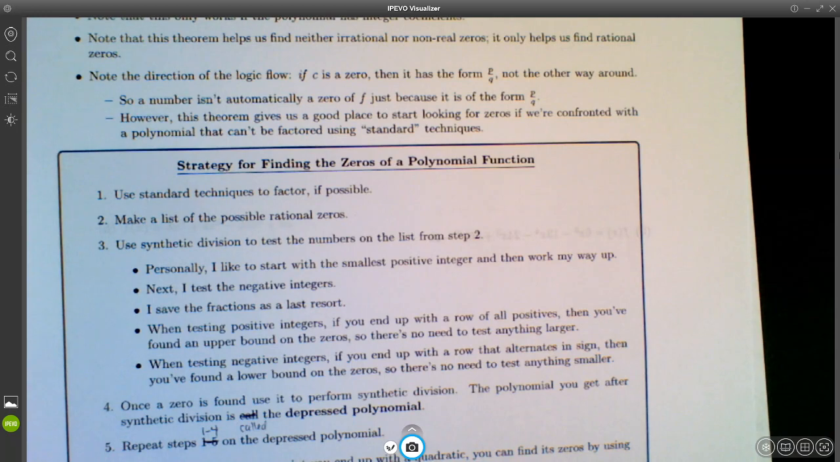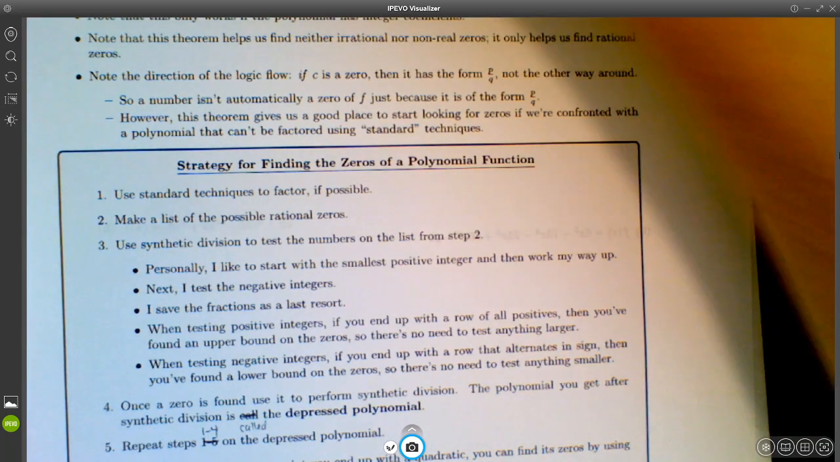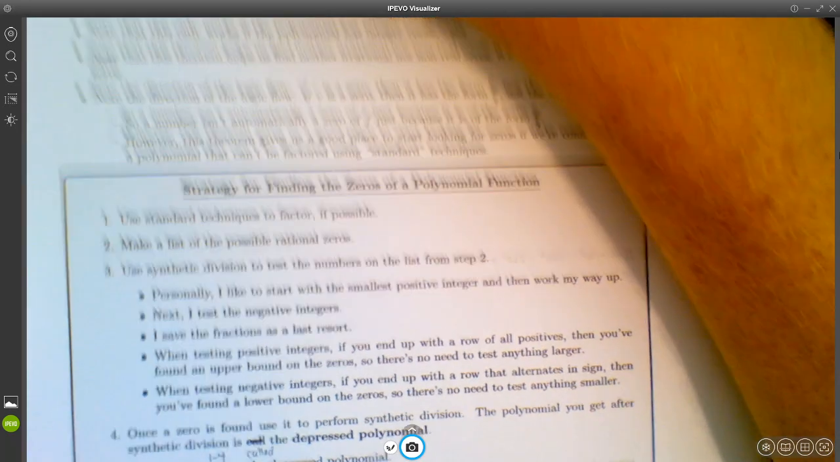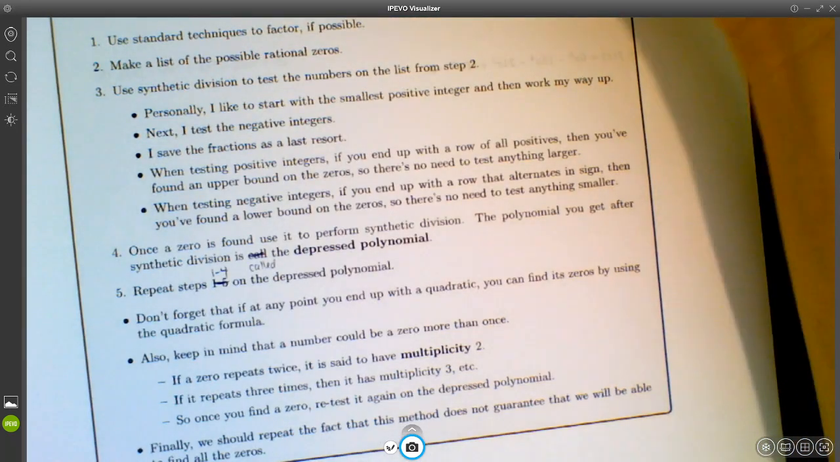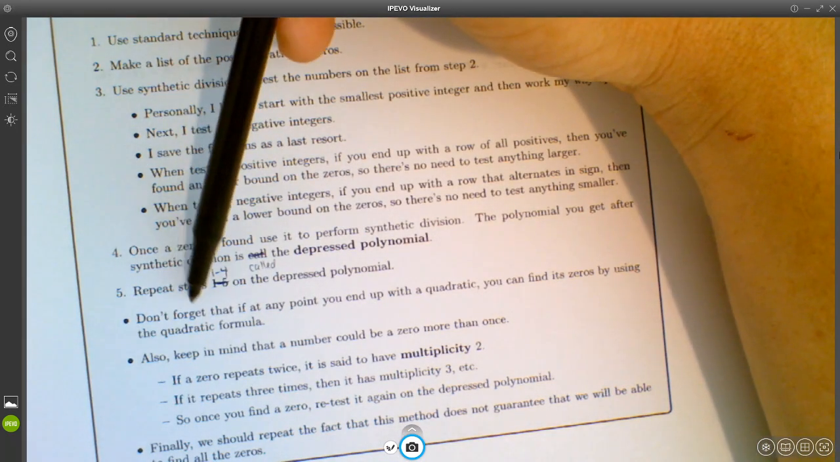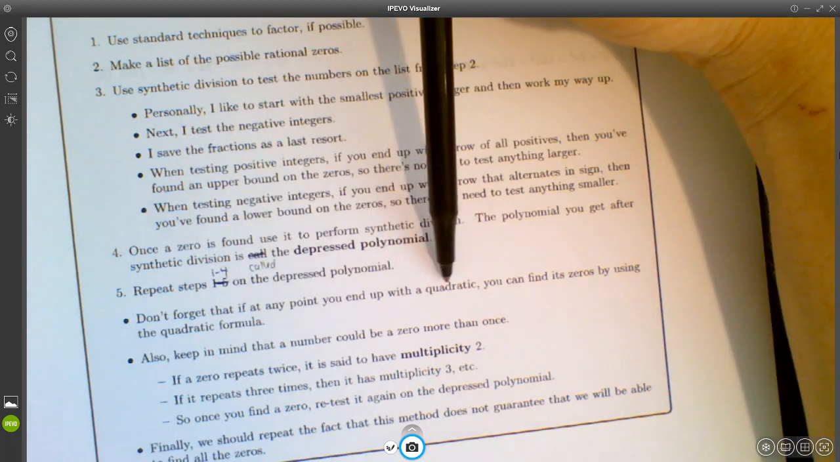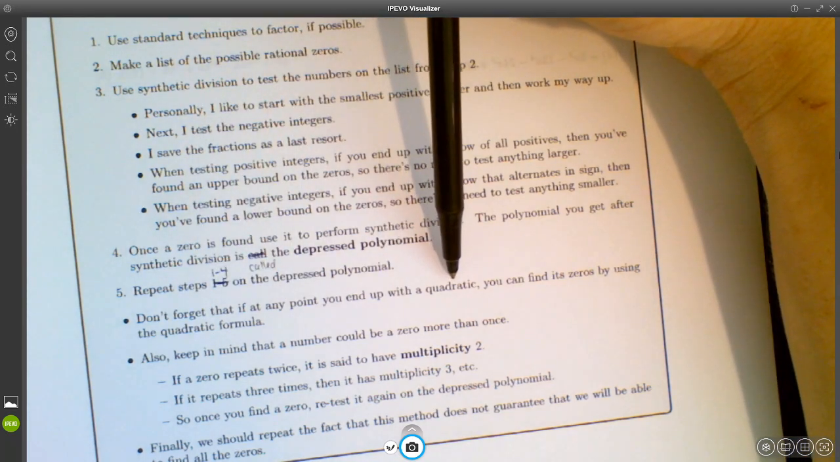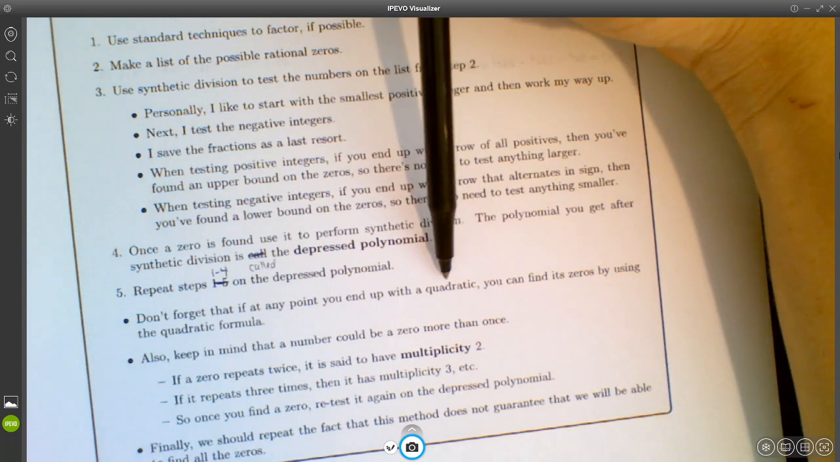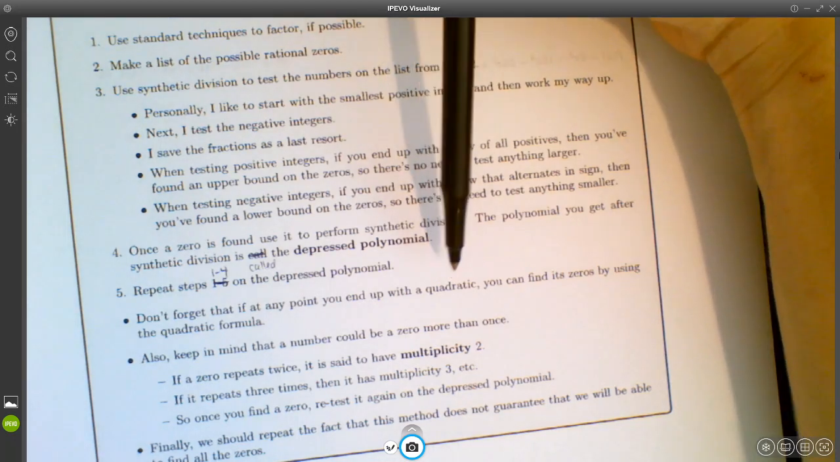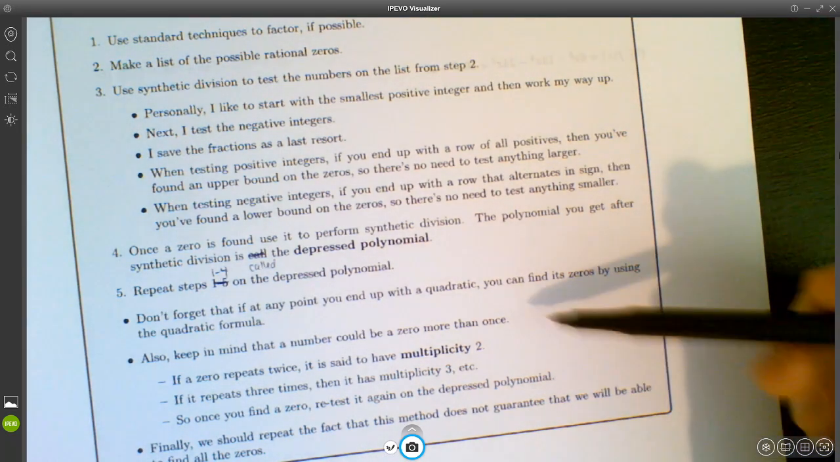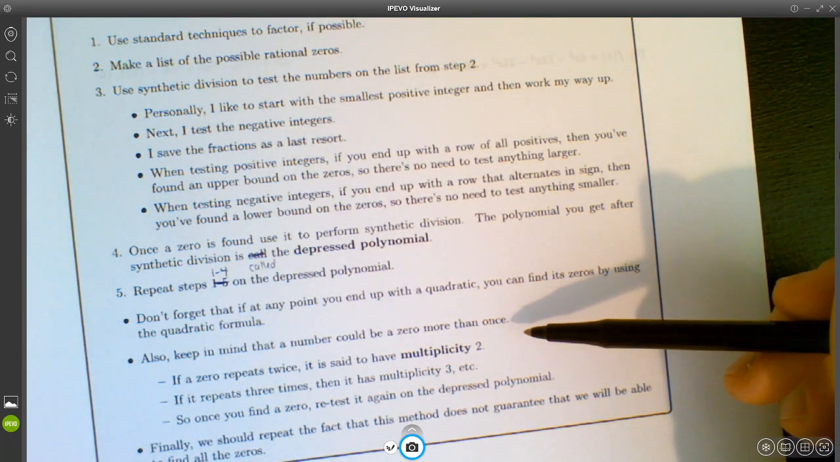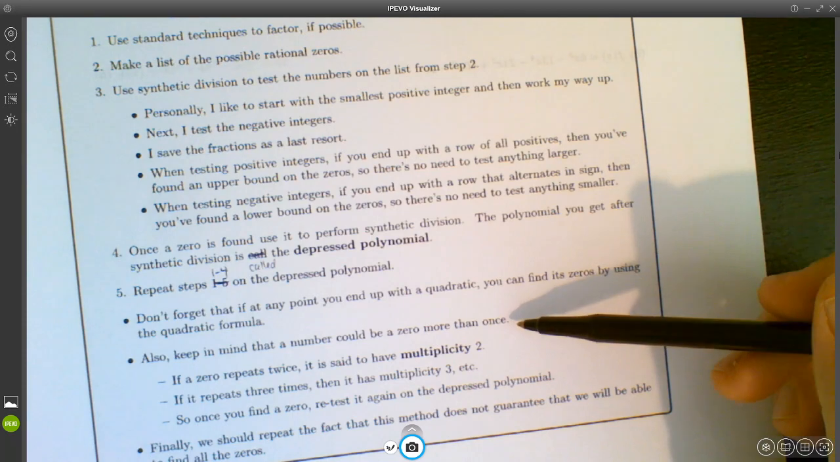So that's the strategy. Now, a couple more things that I'll say, and then the rest of the time I'm just going to be working out example after example after example. Don't forget that if you end up with a quadratic, you're done. You can stop there because you can always find the zeros of a quadratic polynomial by using the quadratic formula. The other thing to keep in mind is that a number could be a zero more than once.